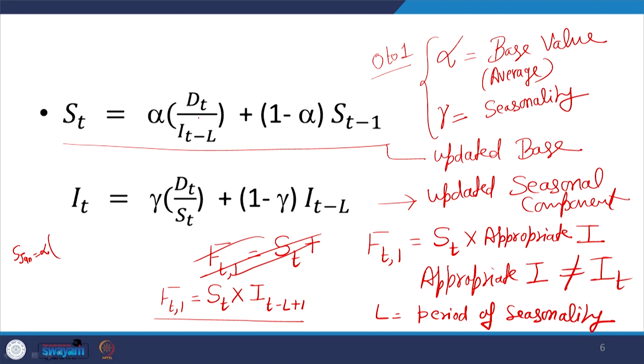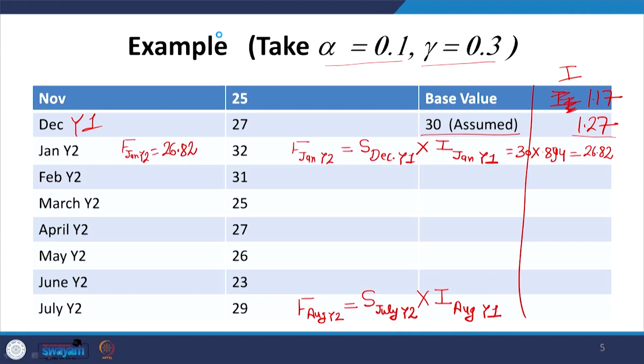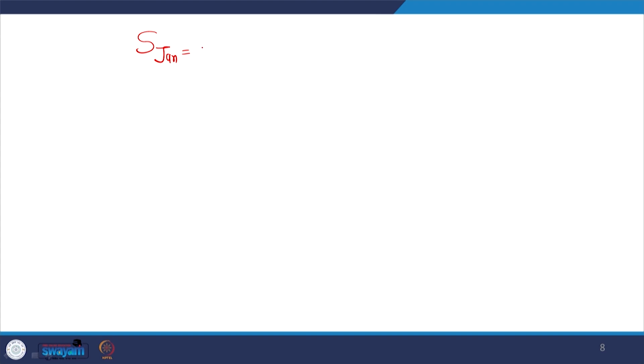So, d_t is right now the demand of January Y2, and it will be divided by the seasonal index of January Y1, plus (1 minus alpha) into S_{t-1}. So, let us do this calculation. S January equals alpha; we have taken, I remember, as 0.1 in this case. So, alpha is equal to 0.1.